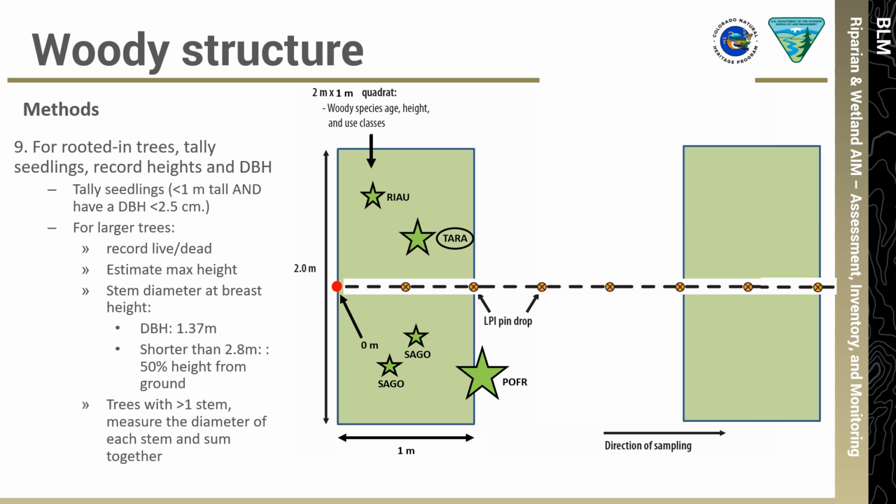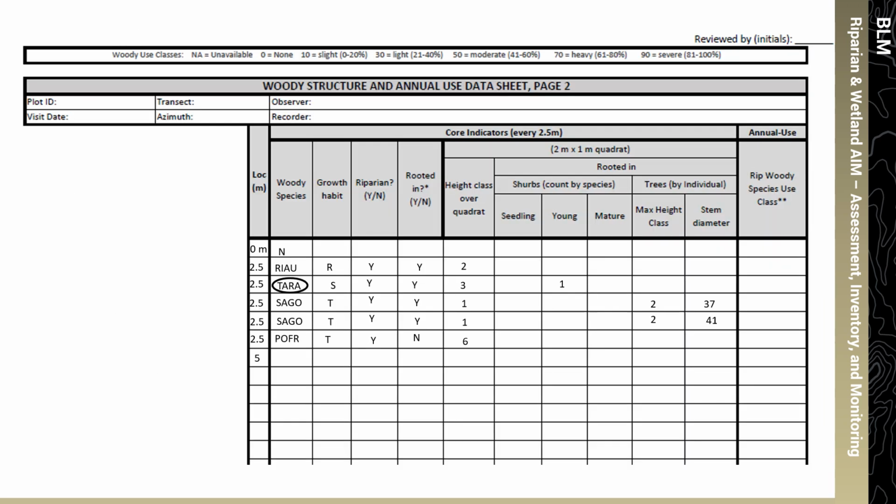For trees with more than one stem, measure the DBH, or diameter at 50% of height, for each stem and sum the diameters together. Record the sum diameter for that individual. In the example here, we would estimate DBH, or diameter, at 50% height for both willow, sago, individuals to the nearest centimeter. The cottonwood, Popher, is not rooted in, so we would not record the max height or stem diameter.